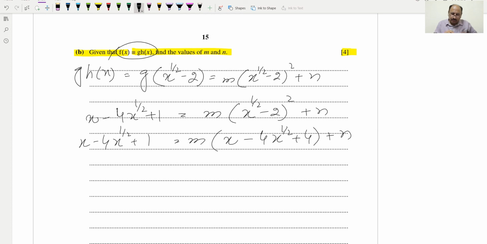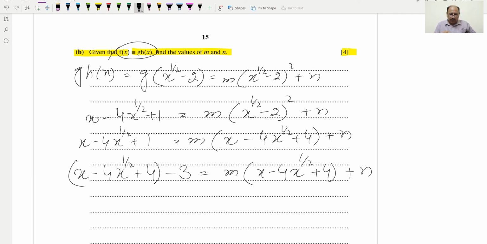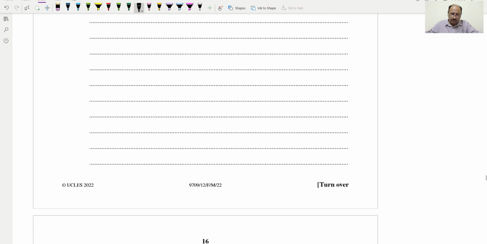And now if we compare this side and this side, this expression we can rewrite as plus 4 and minus 3, like this, and this side is m into x minus 4, x raised to 1 by 2, plus 4 and plus n. So m value is 1, and n value is equal to minus 3. This is how we have compared the coefficients of m and n on both sides.